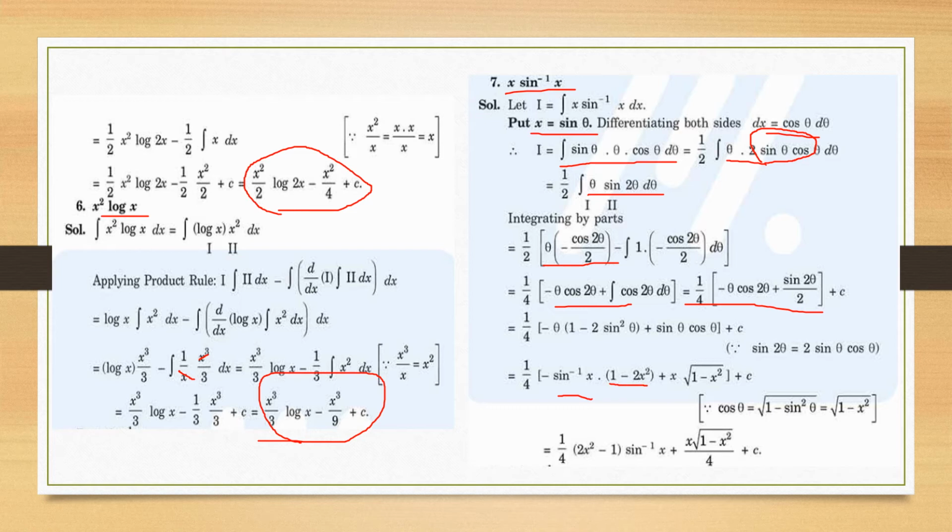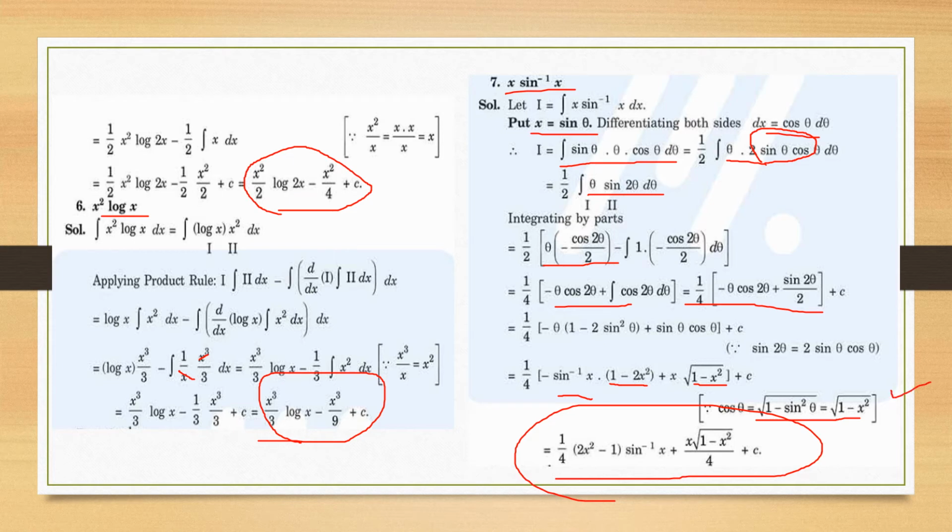Okay, plus this is sin theta into cos theta, you can write it as root 1 minus sin square theta. Okay, because you have to express the answer in terms of x now. So open up and you'll get this desired answer, right?